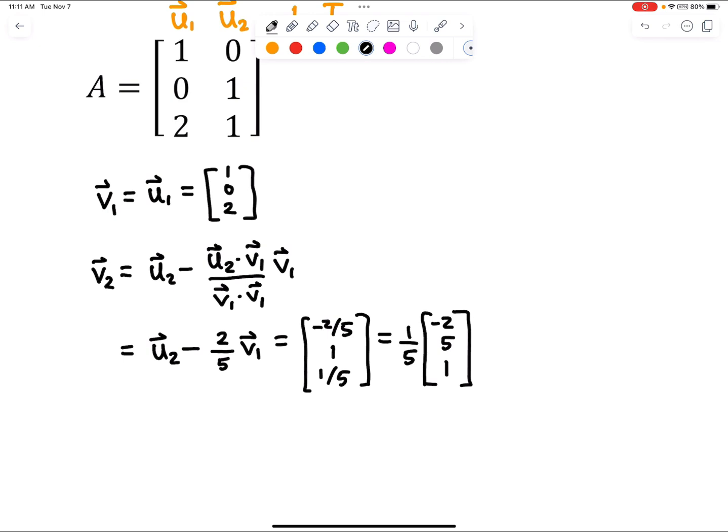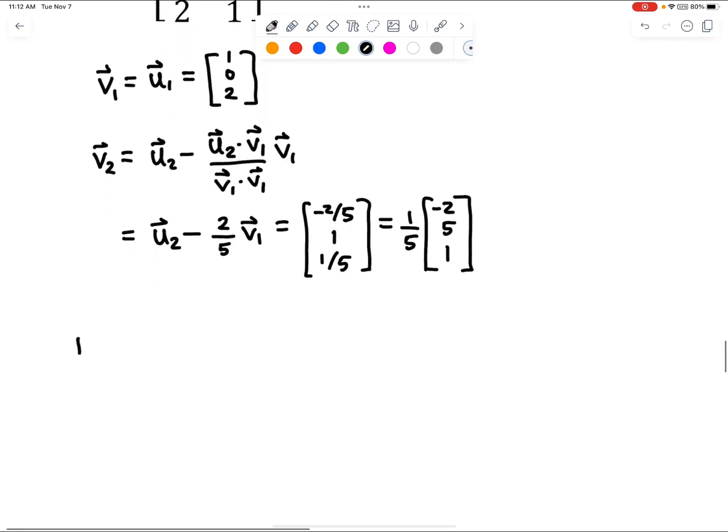If you do their dot product, you will get 0. But they are not unit vectors yet, so we need to normalize them next. So we've got to find their magnitudes. Let's go with the magnitude of v1. Take the square root of the sum of the squares of the entries. So 1 squared plus 0 squared plus 2 squared, that's 5, and take the square root. So radical 5 is the magnitude of vector v1.